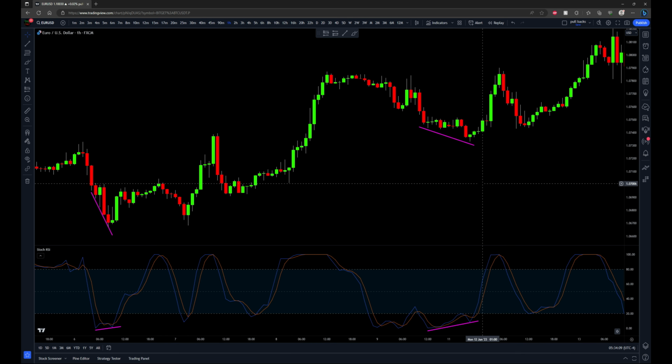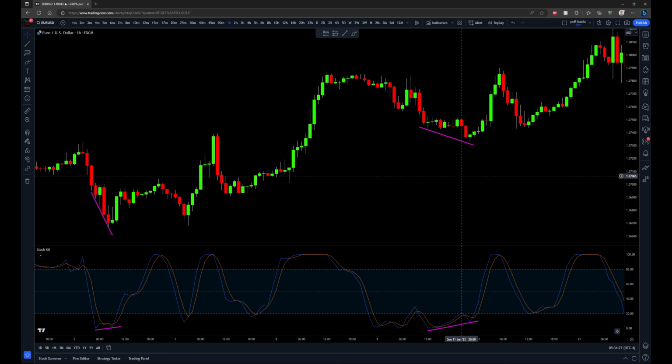Here are some examples of regular bullish divergence in the context of an overall uptrend. You can see we have lower lows on price, but at the same time, the indicator makes a higher low. You can see it again over here with the indicator making a higher low while price makes a lower low.